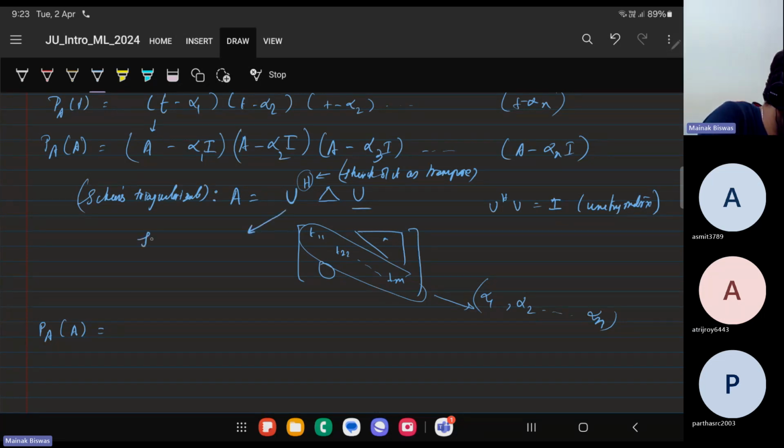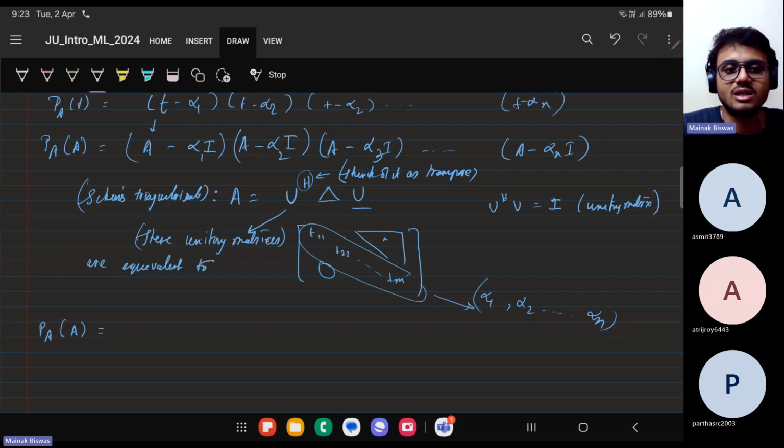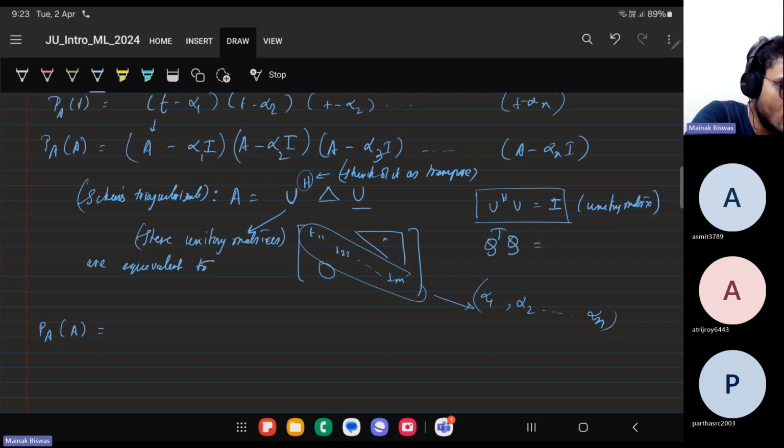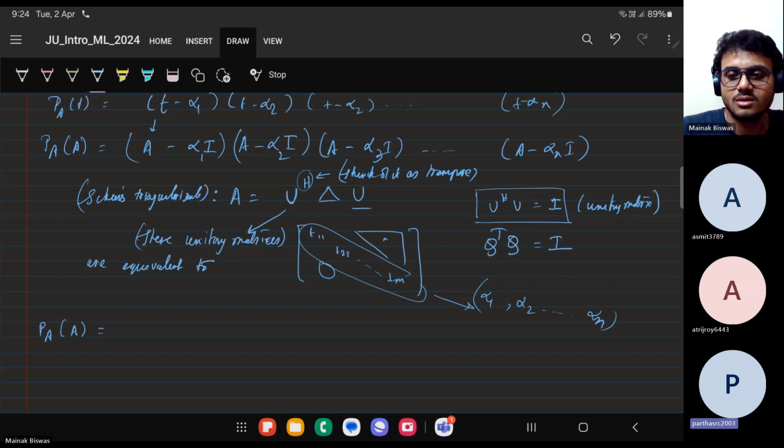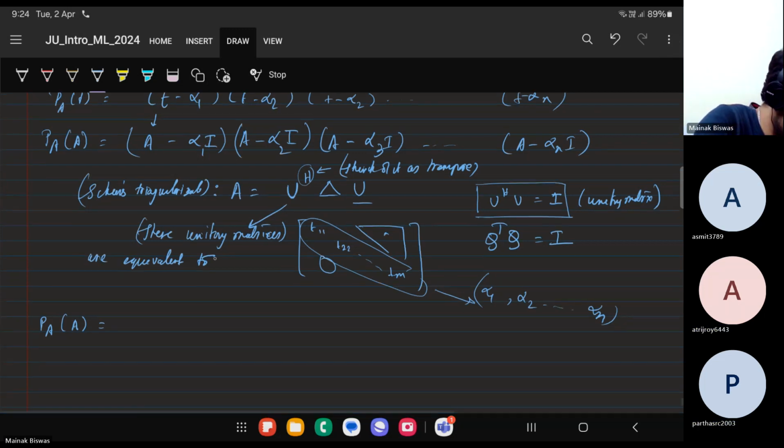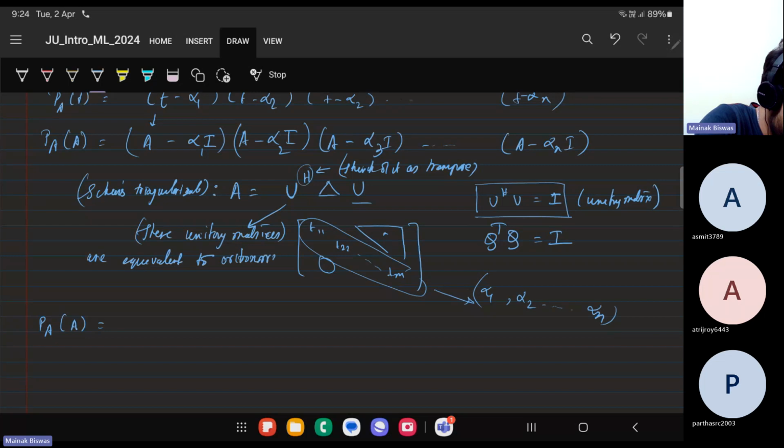Since you have asked, these are unitary matrices. Unitary matrices are equivalent to... Can you tell me what it will be equivalent to? We have already learned it in the previous class. From this equation, you should be able to tell me. We learned Q transpose Q equal to I. You recall? Orthogonal matrices, orthonormal matrices. So unitary matrices are a superset of orthonormal matrices.